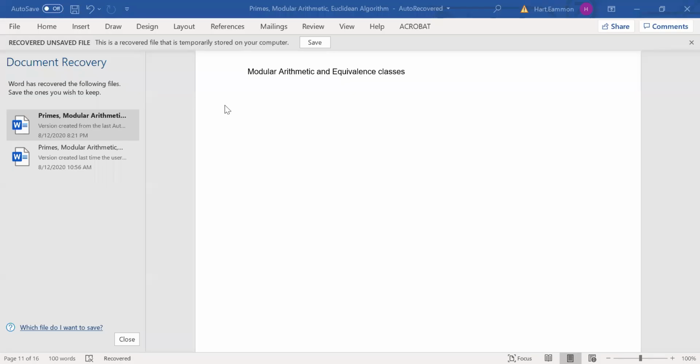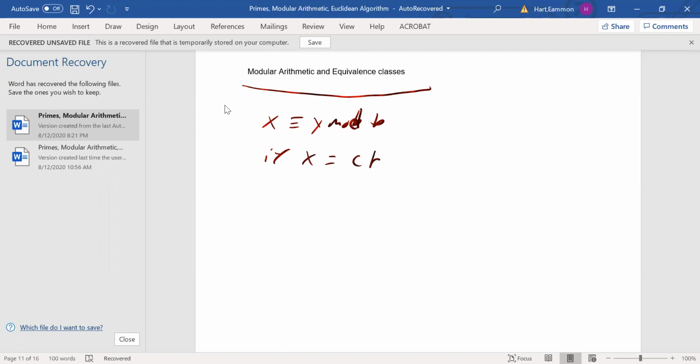Okay, so now we're going to talk about modular arithmetic and equivalence classes. So here, modular arithmetic is: we have x mod b if x is equal to c b plus y. So basically, let me give you guys a concrete example of what this means.